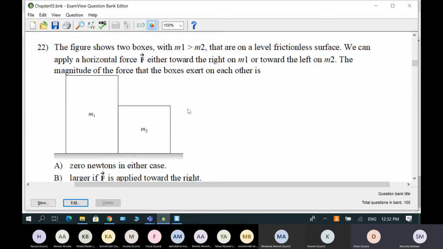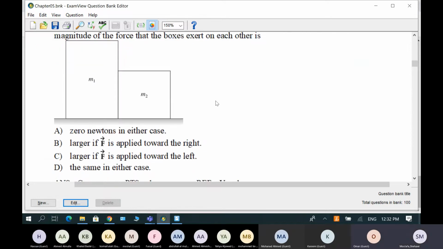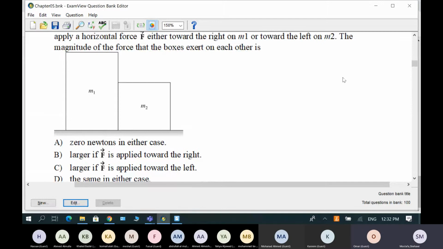Can I see the choices, mister? Yes, see the choices. Okay, so it's asking for the forces that the boxes exert on each other. The same in either case.